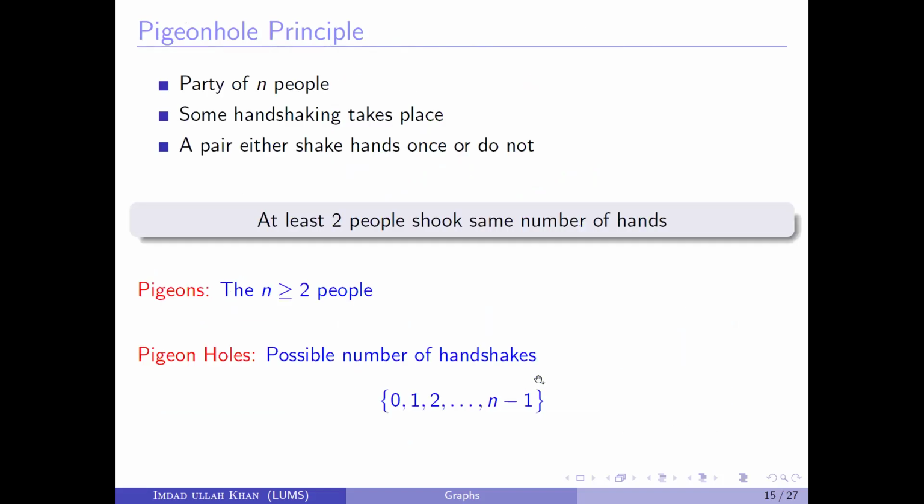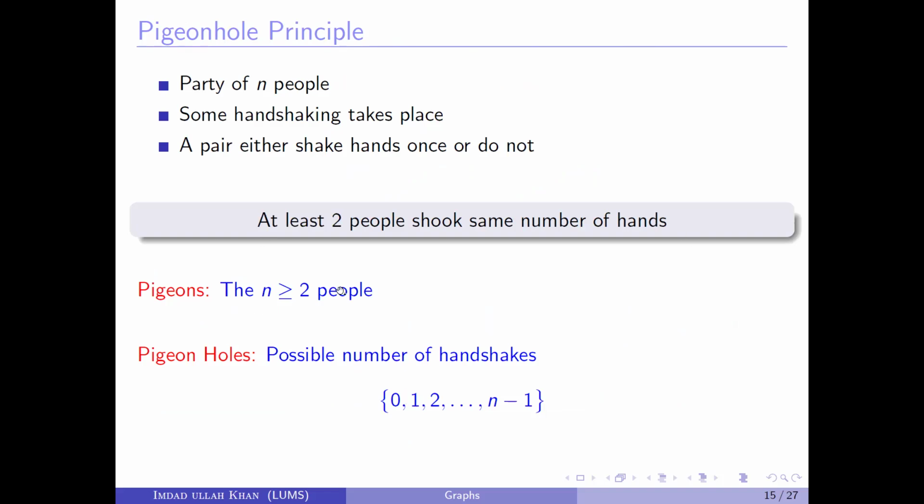Okay, now let's have a quick recall of the pigeonhole principle, which we discussed last time. In a party of n people, some handshaking takes place. A pair either shakes hands once or they do not shake hands. The claim was that at least two people shook the same number of hands. We talked about this principle and showed how this claim is true.